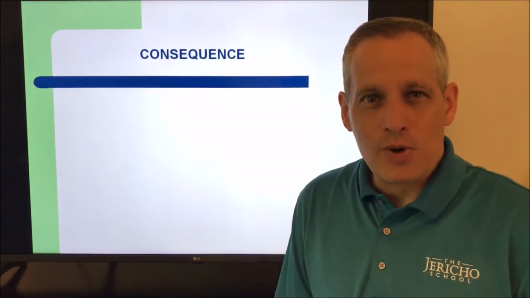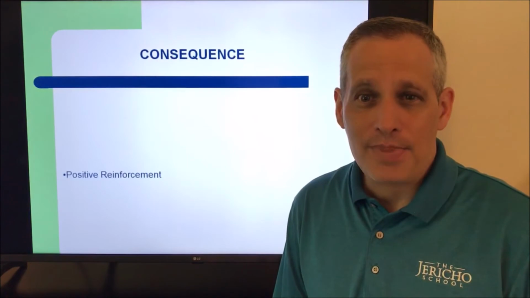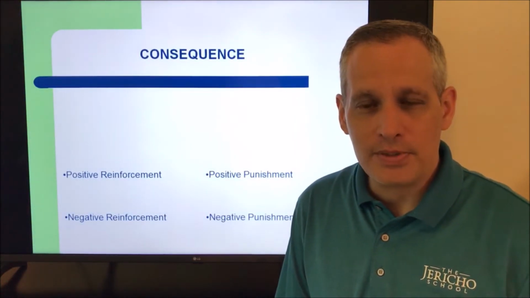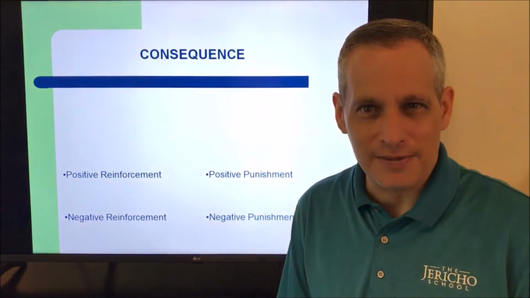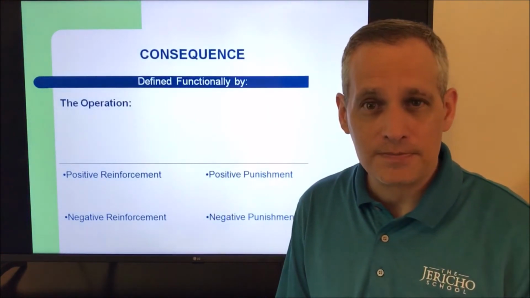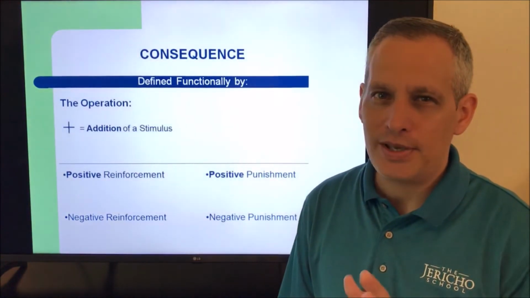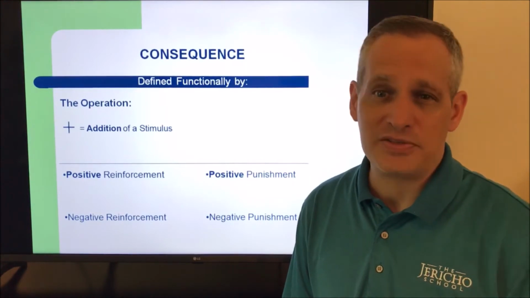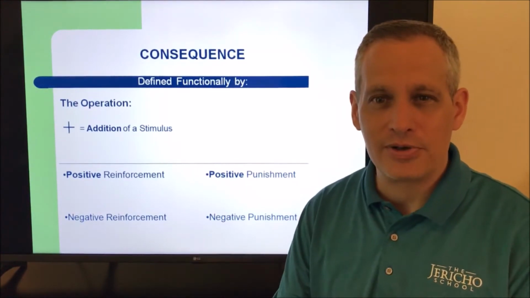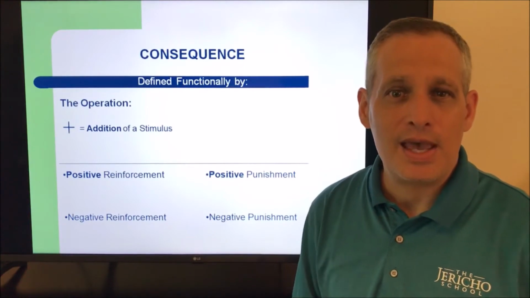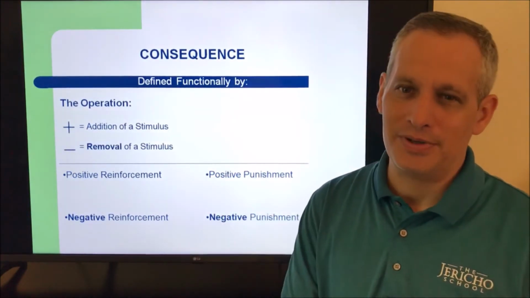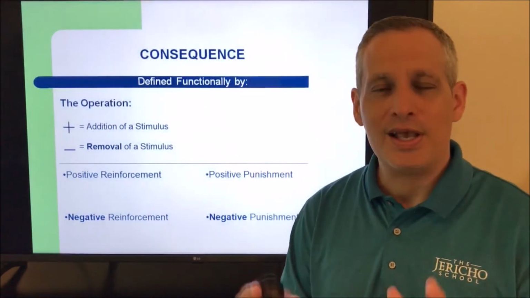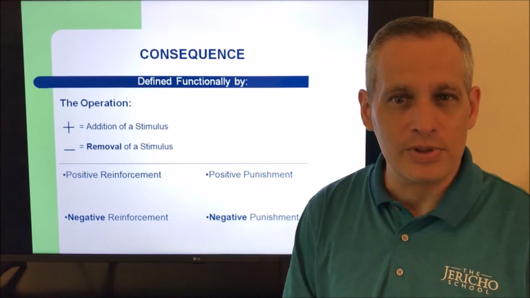In the consequences, we come to terms that you might have heard before: positive reinforcement, positive punishment, and negative punishment. But it's important to know that these terms are defined functionally. First, by their operation. When we hear positive, all we hear is that there was an addition of a stimulus. That's the positive in positive reinforcement and positive punishment: after the behavior occurred, there was an addition of a stimulus. And negative only means the removal of a stimulus. That's the negative in negative reinforcement and negative punishment: after the behavior occurred, there was the removal of a stimulus.